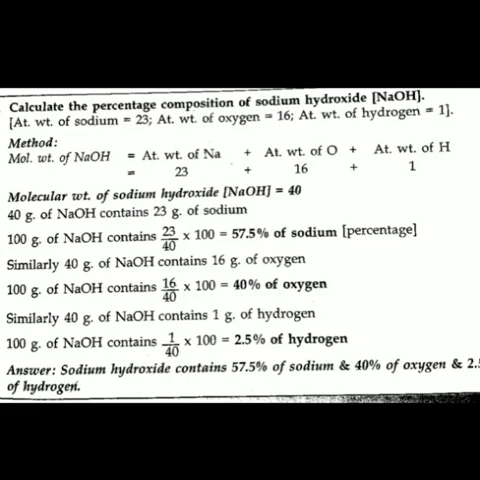So what you observe here? That means sodium hydroxide contains 57.5% of sodium and 40% of oxygen and 2.5% of hydrogen. So in this way you have to calculate the percentage of each atom in that molecule or the compound.